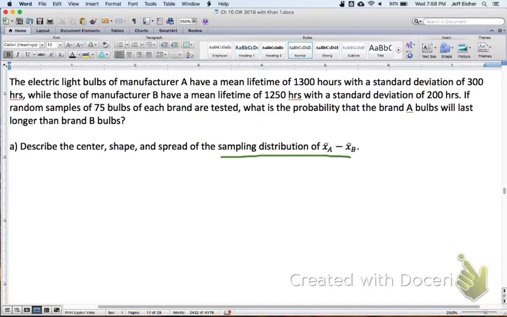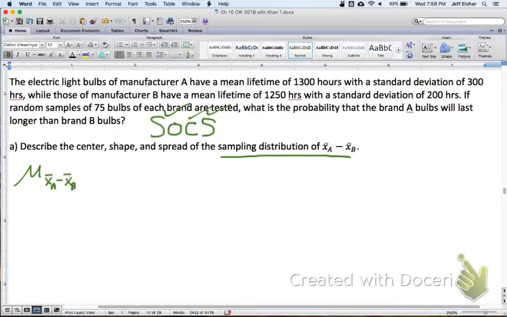And we have to describe the shape, center, and spread. This is a SOCS question: shape, center, and spread. If you're ever asked to describe a sampling distribution, you're expected to hit the center, the shape, and the spread. So let's start with the center. We have mu of x bar A minus x bar B.